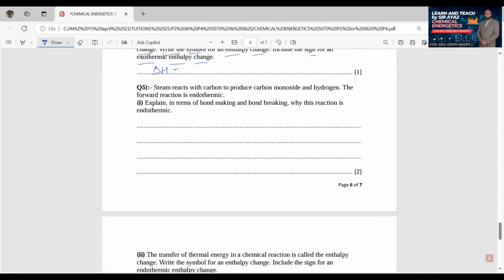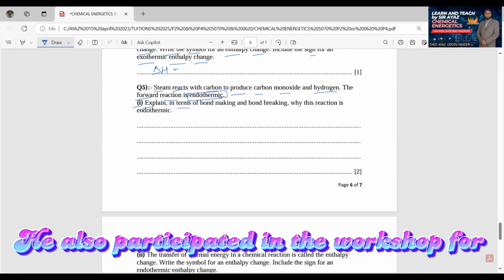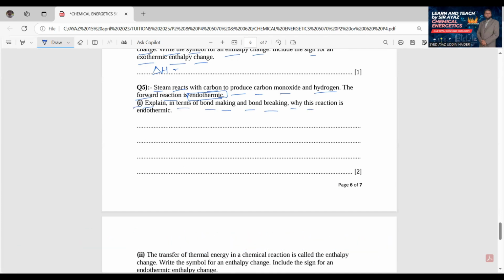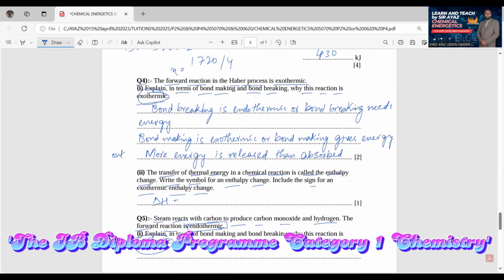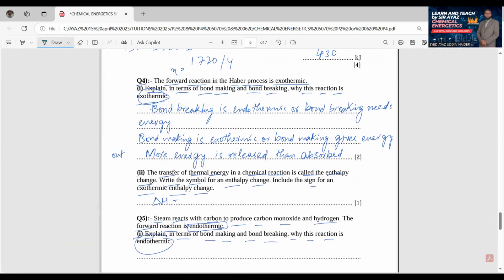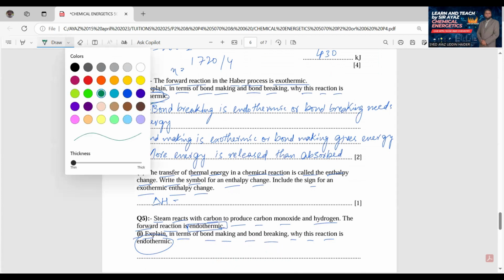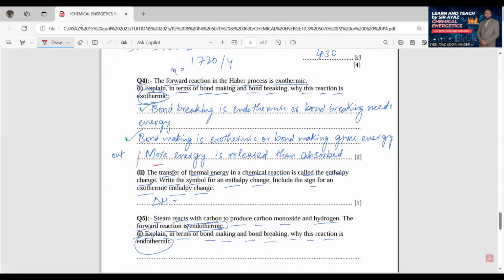Question number 5. Steam reacts with carbon to produce carbon monoxide and hydrogen. The forward reaction is endothermic. This time they gave us the question for endothermic. Explain in terms of bond making and bond breaking why this reaction is endothermic. Coming back to this question, these two statements will be common for question number 5, part 1. Only the last statement will be changed.